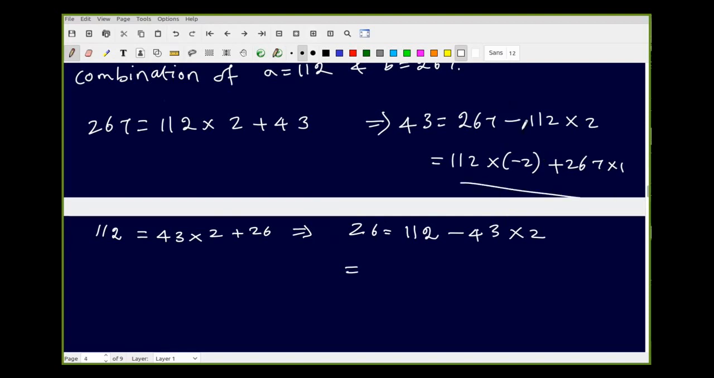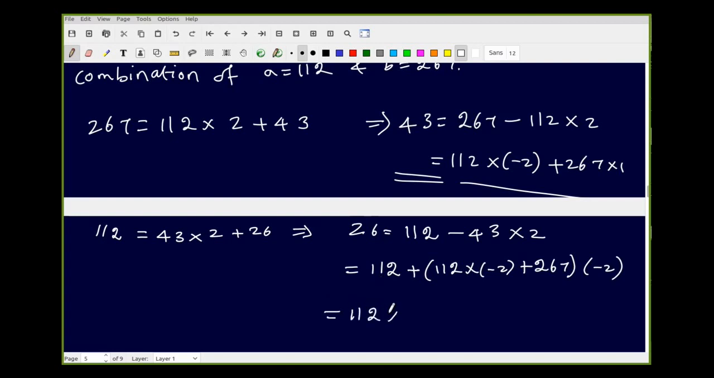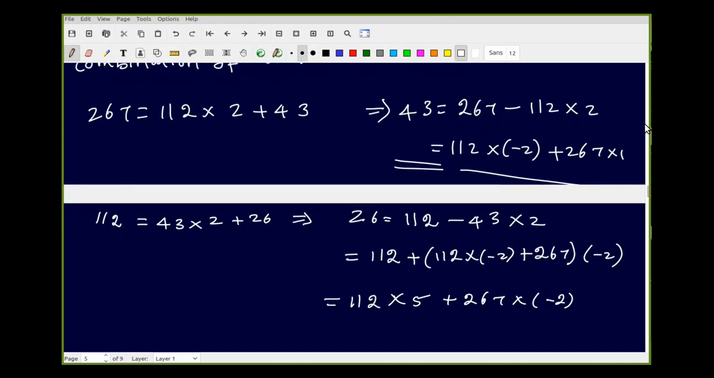So we apply this equation in place of 43. So 26 equal to 112 plus 112 product minus 2 plus 267 into 1, times minus 2. Okay, we rewrite this in terms of 112 and 267. So 112 product 5 plus 267 product minus 2. So this is the linear combination for 26.